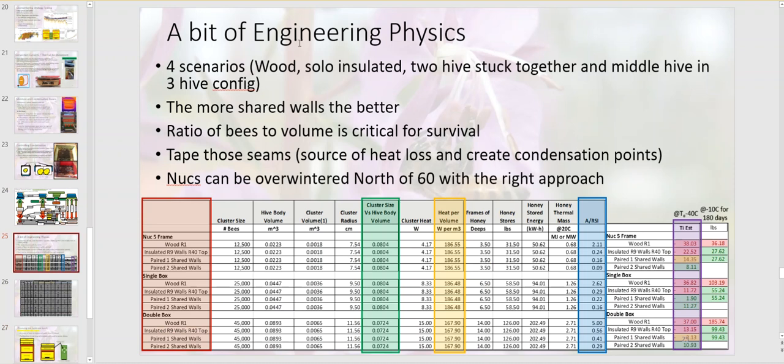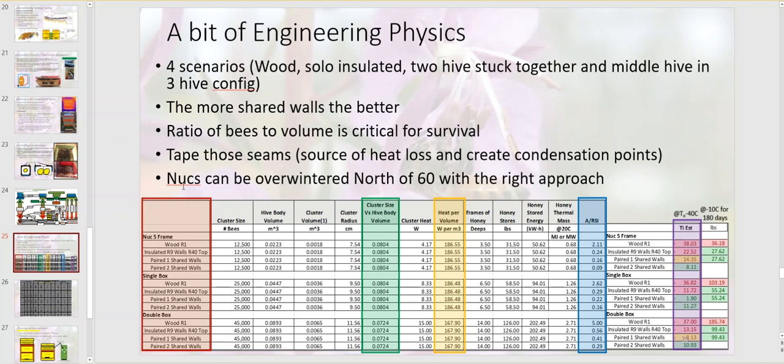Over here, a bit of engineering physics. I modeled 4 scenarios: wood, solo insulated, 2 hives stuck together, and 1 stuck in the middle with 2 hives on either side. So just by crunching these numbers and simulating based on some of the actual values that I had, you can see that a shared wall is better. The importance of the bee to volume is critical. Tape those seams because they create heat loss and they create condensation points.